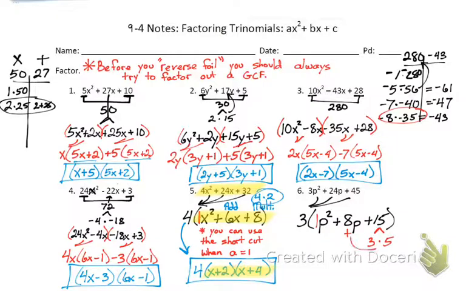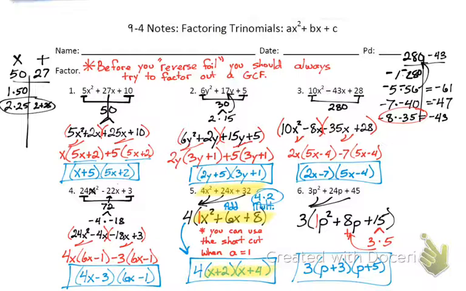3 times 5 makes 15. 3 plus 5 makes 8. So we're good to go for our answer. The answer is going to be 3 times, and the two binomials are going to be p plus 3 and p plus 5. Done. So always check for that GCF first.